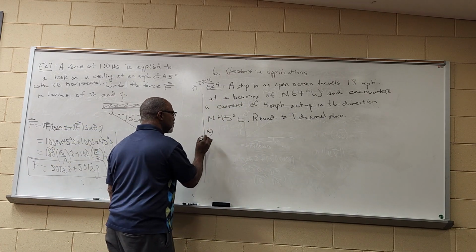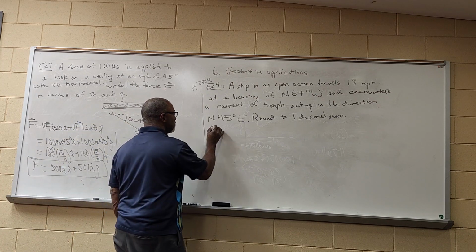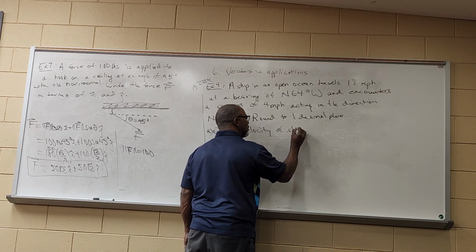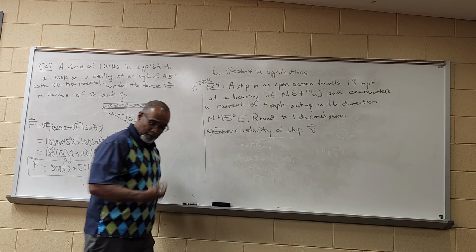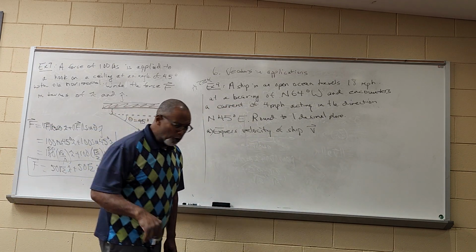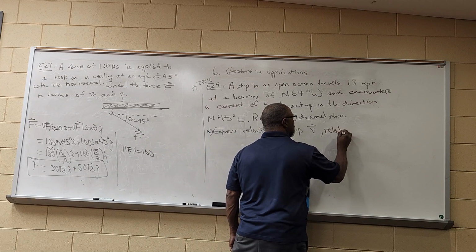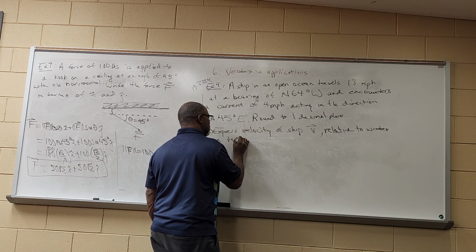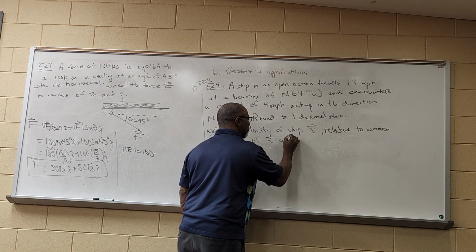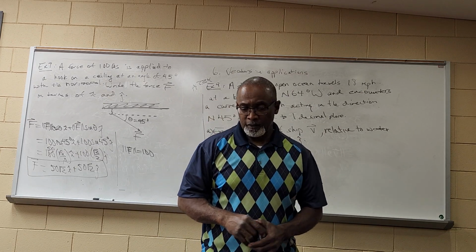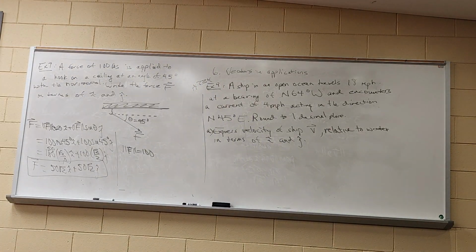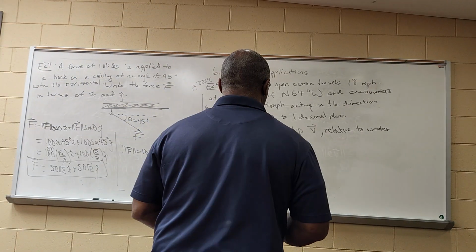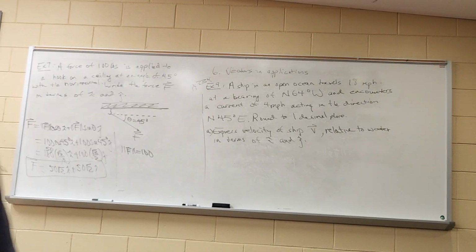So for part A, they want us to express the velocity of the ship, V, relative to the water in terms of i and j. V is going to represent my velocity vector.